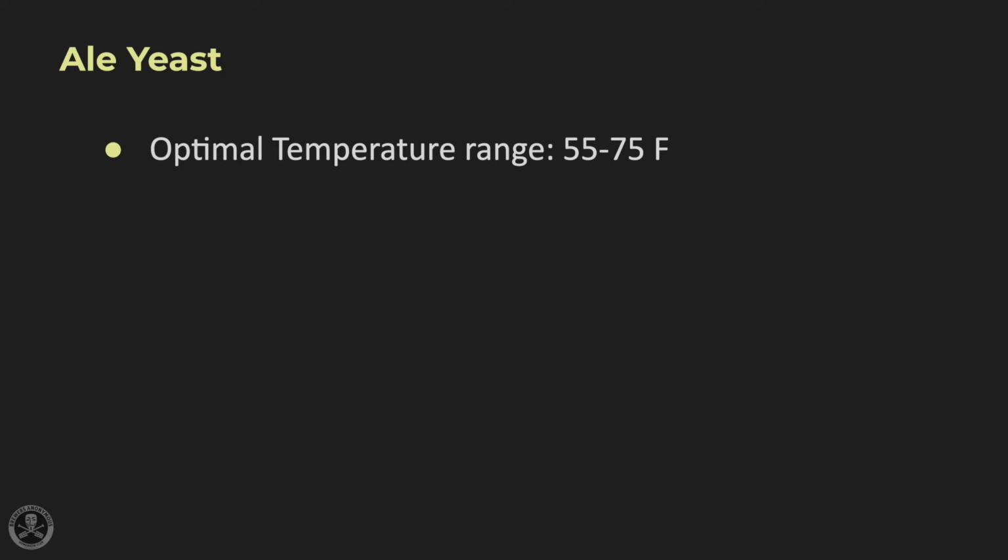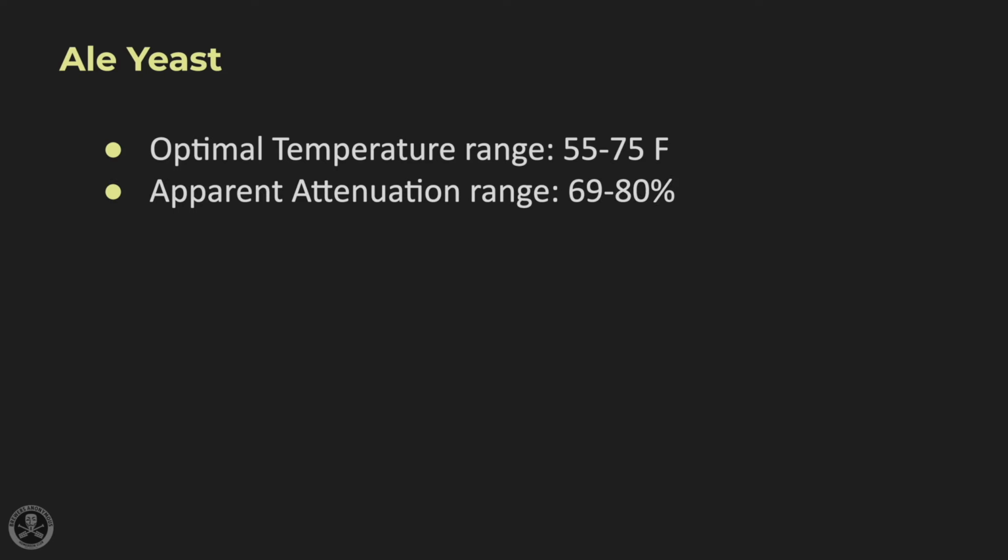The general optimal temperature range for ale yeast is 55 degrees to 75 degrees Fahrenheit. Dropping into lower temperature ranges, the yeast will go dormant. Fermenting at higher temperatures leads to potential production of off flavors and aromas. The general apparent attenuation range for ale yeast is 69 to 80% attenuation.